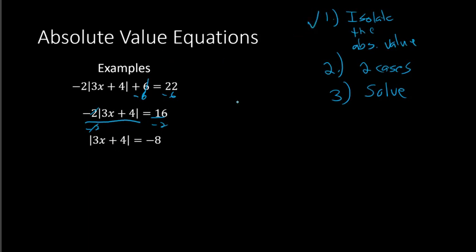So here we've isolated the absolute value. Next thing would be setting up our two cases. But notice that we have an absolute value equaling a negative number. It's equal to -8.